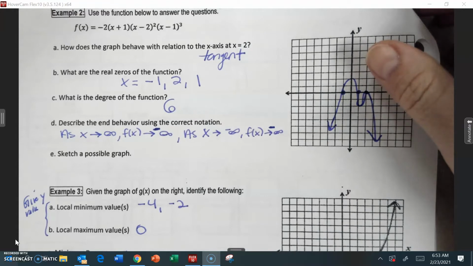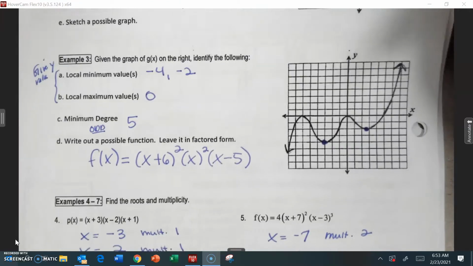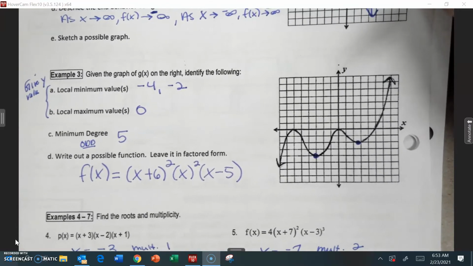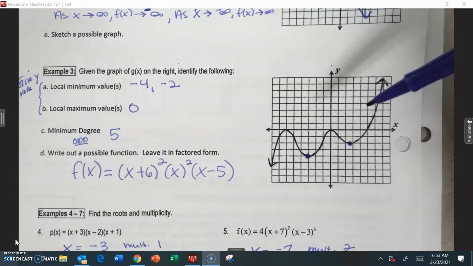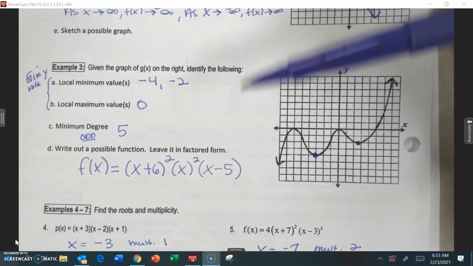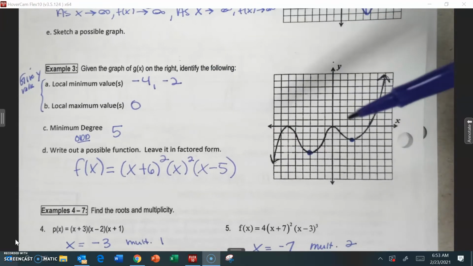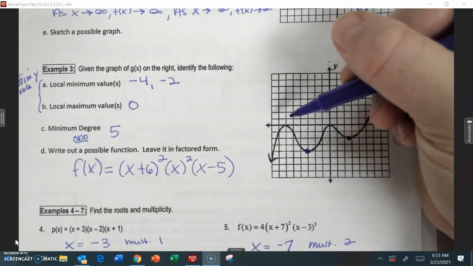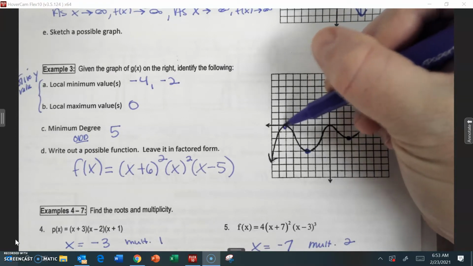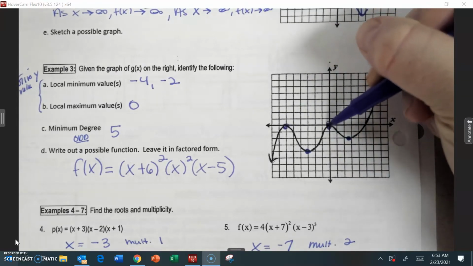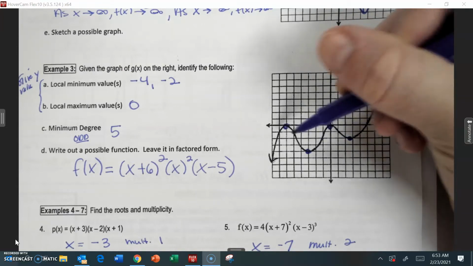Okay. Let's go on. To this one, we're going to be given that the graph is already graphed for us. So what happens is it says the local min and the local max. And we talked about this. That's at your turning points. Okay. So we have these turning points that I'm going to highlight in purple here with points.